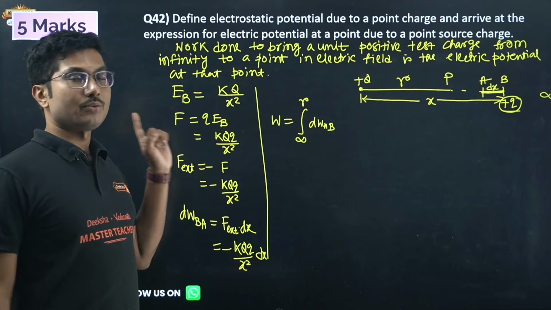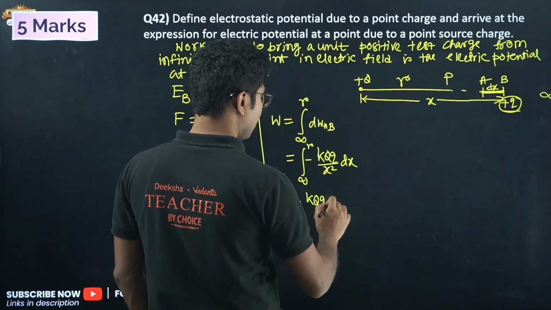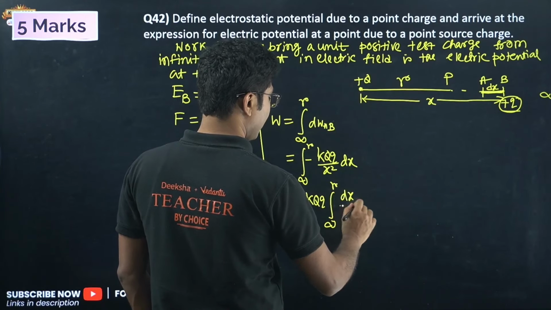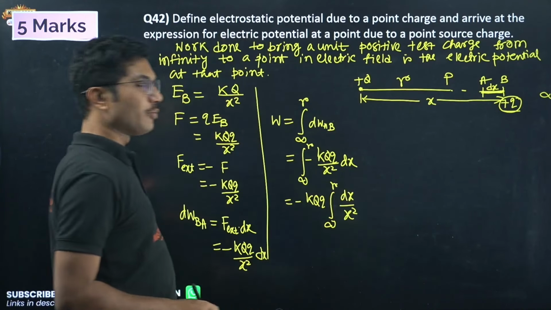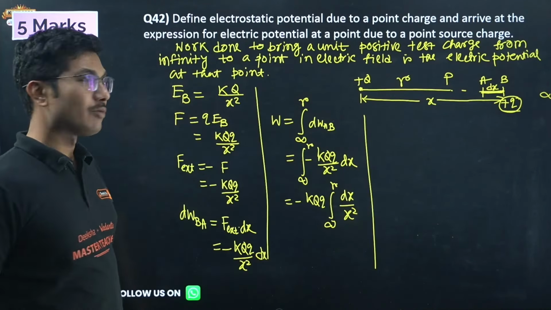Infinity to r. Now we will put this value, minus k q by x square dx. Now out of all these terms, k is Coulomb's constant, capital Q is charge which is constant, small q has been taken by us, so this is also a constant. So the only thing that is changing is x. So minus k small q capital Q integration infinity to r dx by x square. Now at this stage I hope you are already aware how to do integration, and this is one of the very simplest forms of integration.